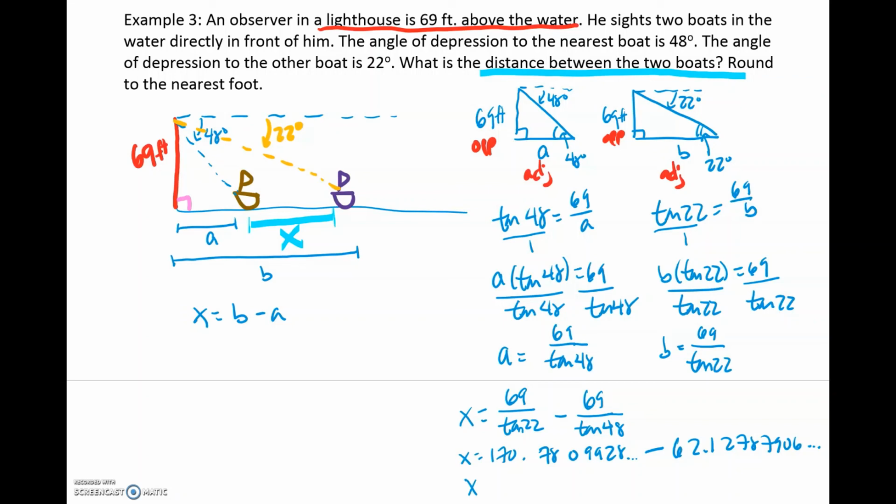So now we can go ahead and do that rounding. And then make sure you see the directions say to the nearest foot. So we're going to get approximately 109 feet.